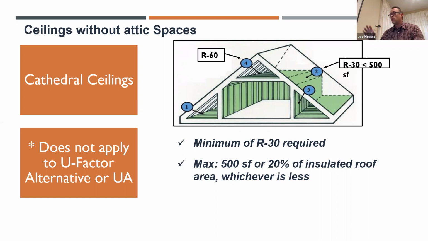So if you've got portions that are without attic, as shown here kind of in this diagram, you could do R30 in that space. You could also do it, say, in an addition where maybe the slope of the roof on an add-on space is not quite high enough to accommodate R60. It's possible that that space is less than 20% or 500 square feet of the total roof area, and then you could do that.